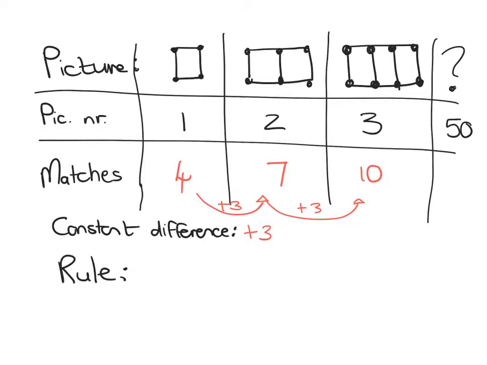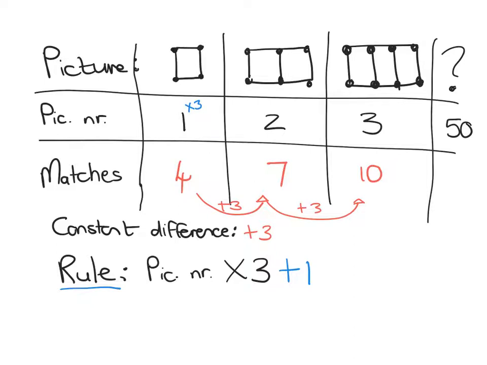So because I was plussing 3 each time, I'm going to try taking your picture number and timesing it by 3. Let's see what that'll give me. So if I times this by 3, it gives me 3. How far am I from 4? 1 away. So I could try a plus 1. It worked for the first picture, but that's not enough. I have to check at least one more.